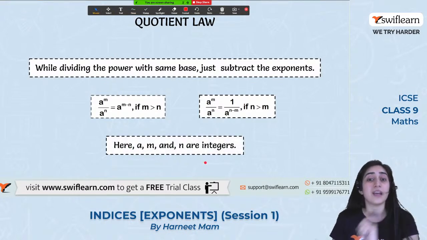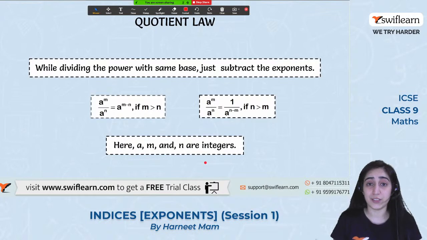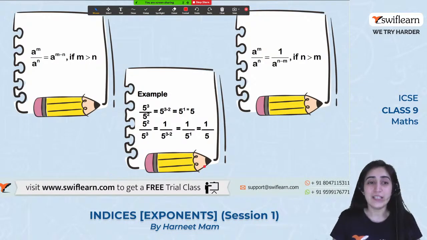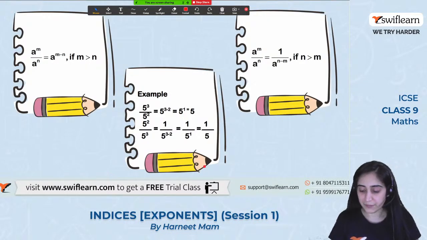Here m, n and a are all integers. So remember that these are done in case of integers. When it's done in case of fractions, we do it something else. All right? So now what is it?